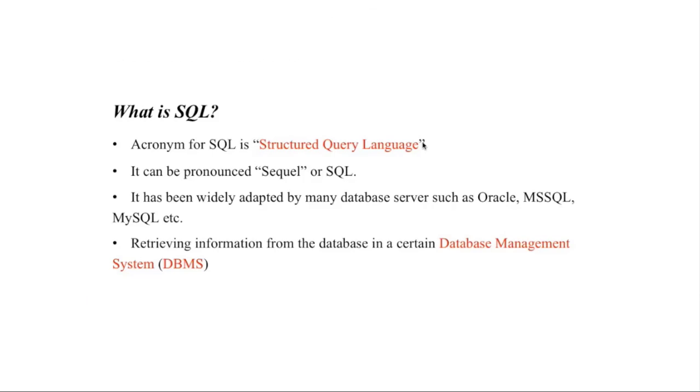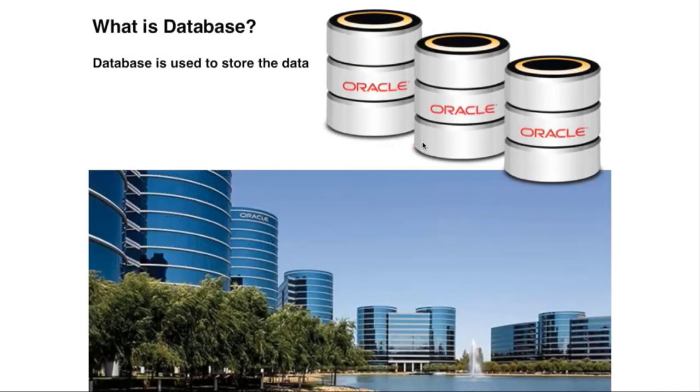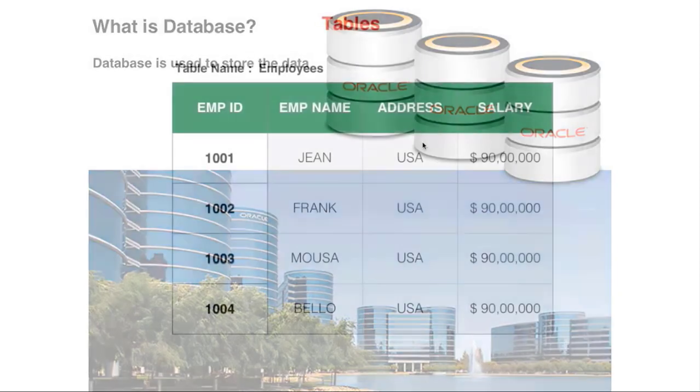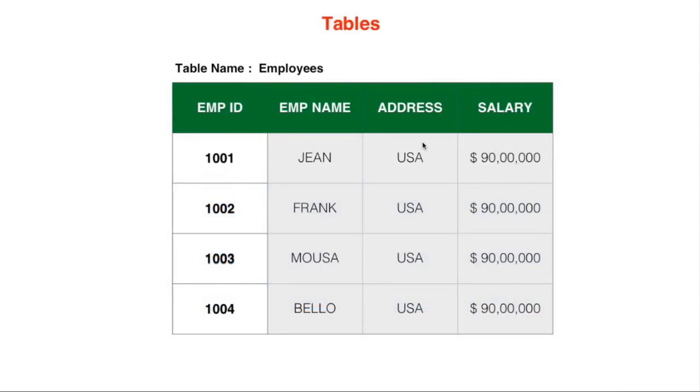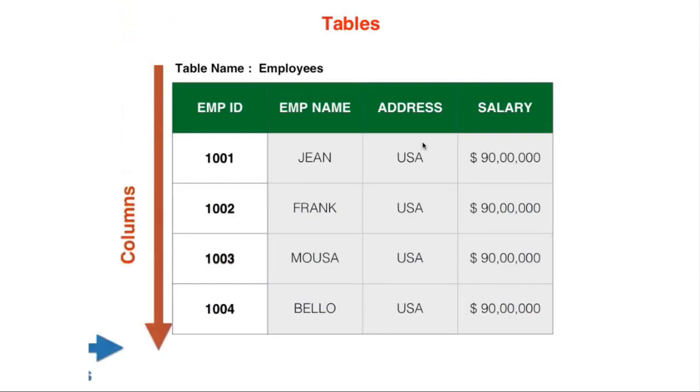So what is a database? A database is used to store our data. It acts like a repository to store our data. So how is our data stored? Our data is stored in the form of tables. A table consists of rows and columns.